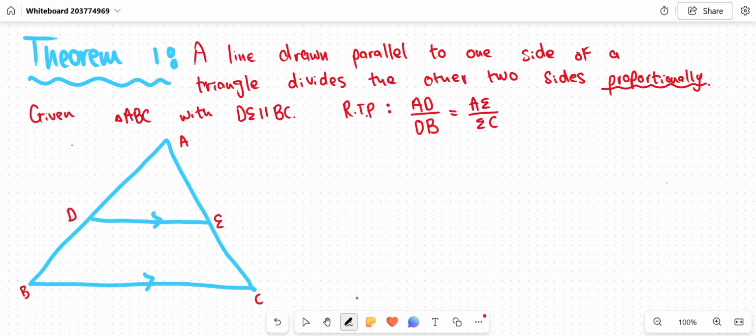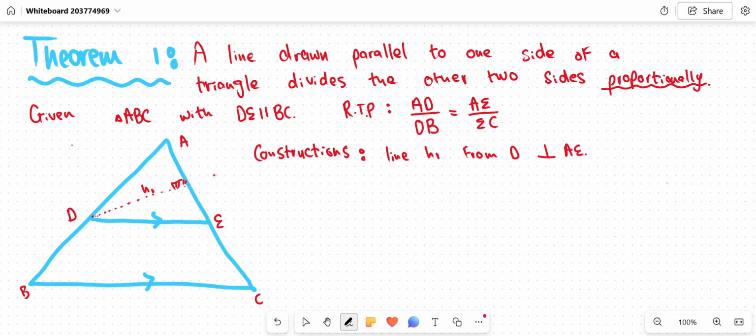Let's make some constructions first. So remember, constructions are very important and you have to state your constructions. My constructions in this case is going to be this line here, which I'm going to call H1, and that line is perpendicular to AE. So I'm going to construct line H1 from D that is perpendicular to AE.